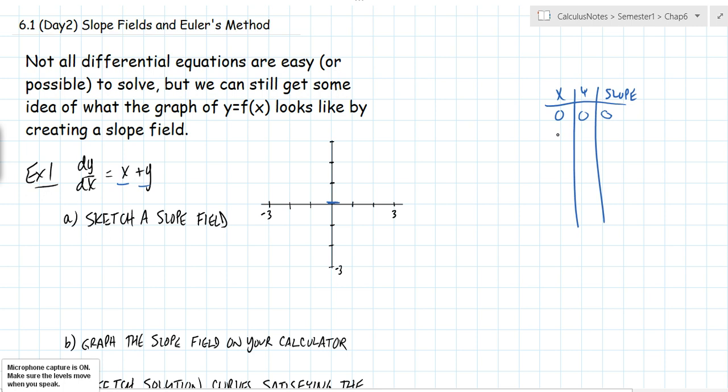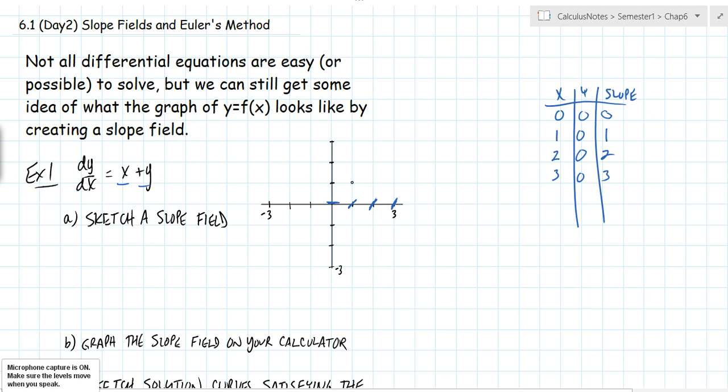If the curve happens to go through the point 1, 0, then its slope would be 1 plus 0, which is 1. And a slope of 1 we know is a 45-degree line. So we can put a slope indicator at the point 1, 0, indicating that if the curve goes through that point, that's what the slope will be. Now we'll do a series of other points. At 2, 0, the slope would be 2, so I'm going to put a slope indicator that's a little bit steeper than the last one. And at 3, 0, the slope would be 3, so a little bit steeper yet.